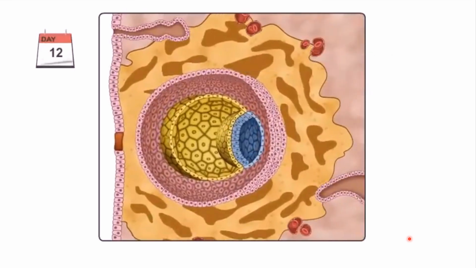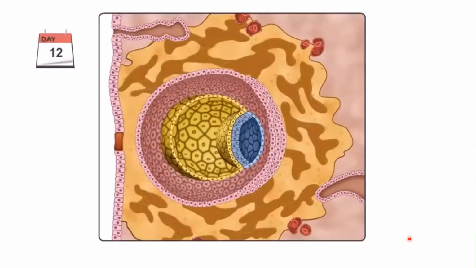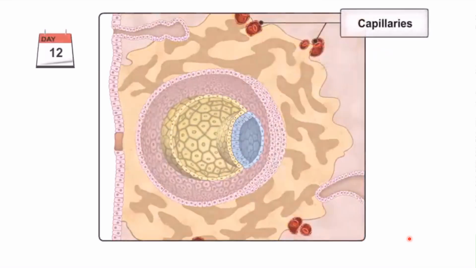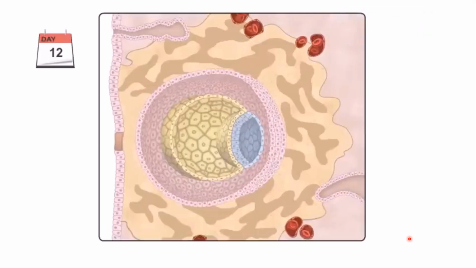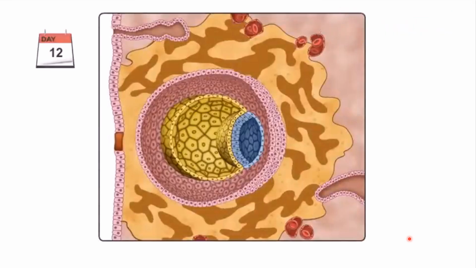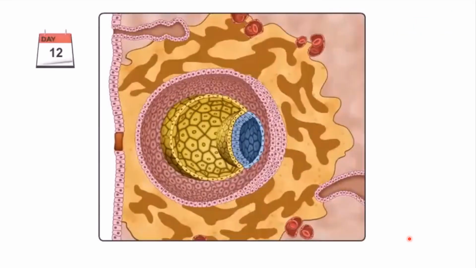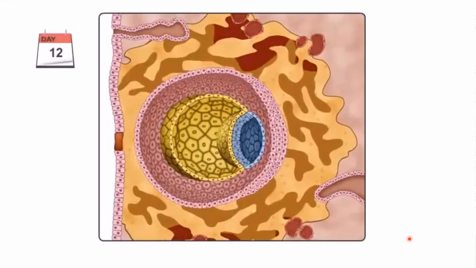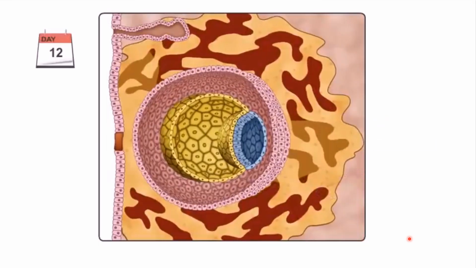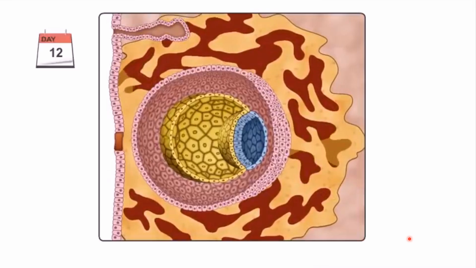By day 12, the lacunae stop growing and fuse to form large interconnecting spaces called lacunar networks. Capillaries in the endometrium surrounding the developing embryo dilate, forming maternal sinusoids. As the syncytial trophoblast continues to expand, enzymes begin to erode the lining of the sinusoids and uterine glands, allowing maternal blood and uterine secretions to flow into the lacunar networks, establishing a utero-placental circulation.